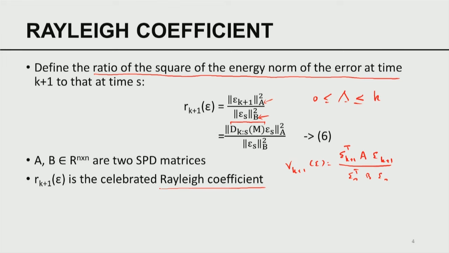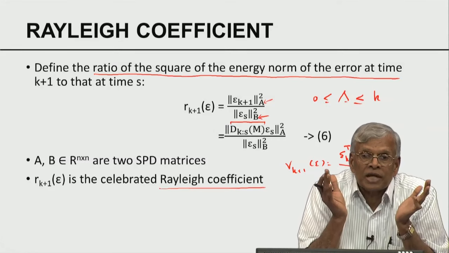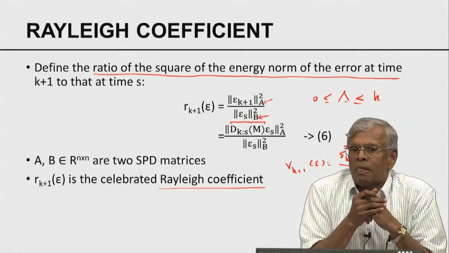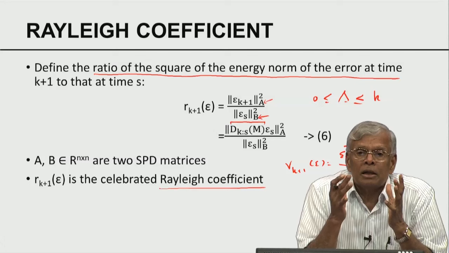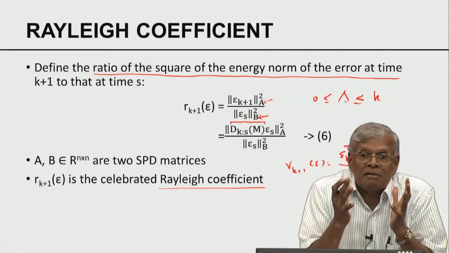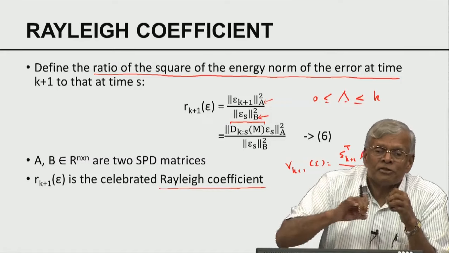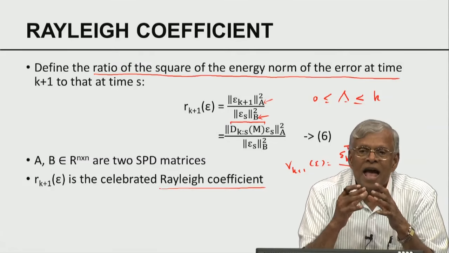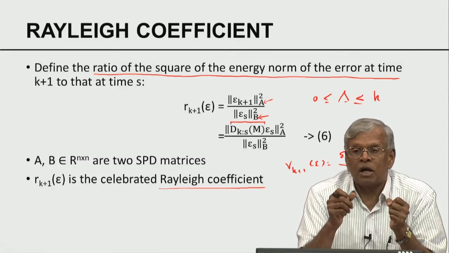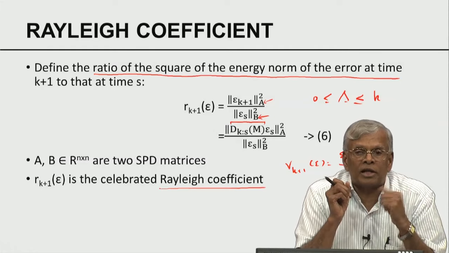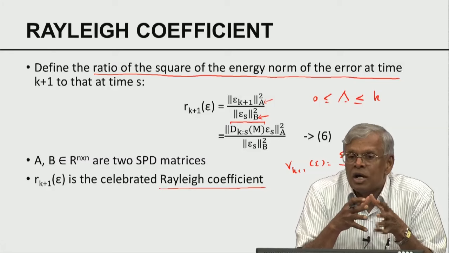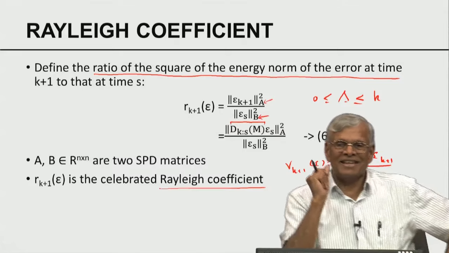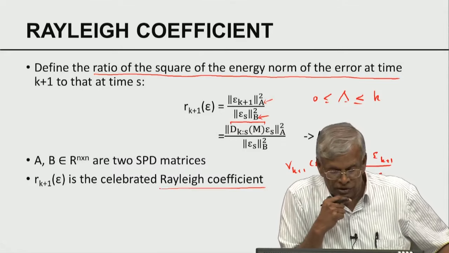Suppose this ratio remains less than 1; this ratio is a scalar. If this ratio remains small for all time beyond s, what does it mean? The error does not grow. If the error does not grow, what does it mean? The predictions are pretty darn accurate. On the other hand, if this ratio grows in time, what does it mean? The initial errors magnify. Therefore, analysis of the properties of this Rayleigh coefficient, for appropriate choices of energy norms of the numerator and the denominator, provides a very good clue to the quality of forecast generated by the model. That's the secret of using the Rayleigh coefficient.